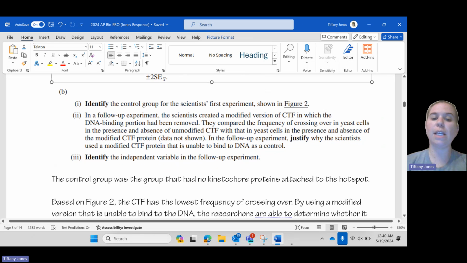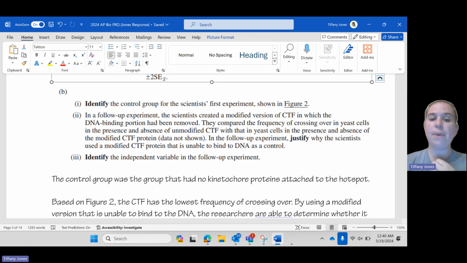And they want us to identify a control group. The control group is going to be our first group that had no kinetochore proteins attached to it, because we're seeing how these different proteins affect it. And so not having the proteins is what we're going to use to compare.